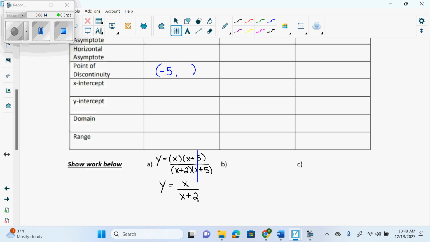If you plug it into your original, you'll get 0 over 0, which isn't going to work, and you're going to get mad at me and call me over. You'll be like, Mrs. Love, something's wrong. You're doing it wrong, that's what's wrong. You plug it into the reduced one. So we have x equals negative 5, and we get y equals negative 5 over negative 5 plus 2, which gets us negative 5 over negative 3, which gets us 5 over 3.